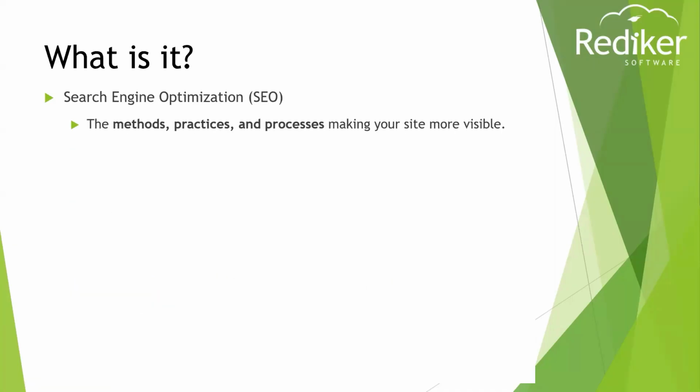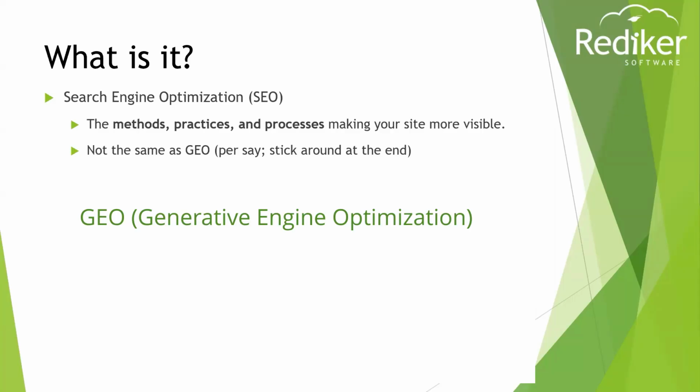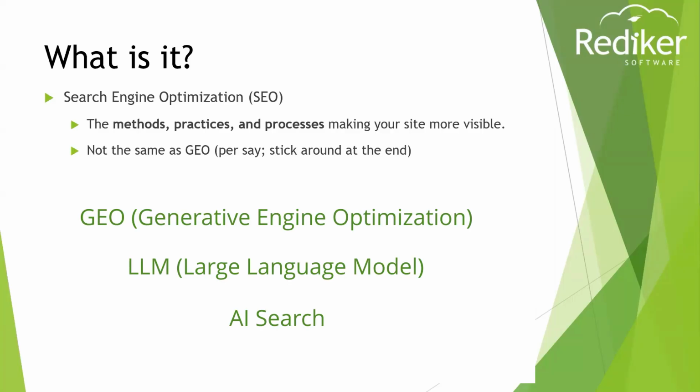What is it? It's exactly that. It's the methods, the practices, the processes, the things you do to make your website more visible to these tools. It's not exactly the same as what we call GEO or LLMs or AI search. All three of those terms kind of mean the same thing. That's a new spin on this, but there's a lot of overlap with what we call generative engine optimization that goes along with search engine optimization.